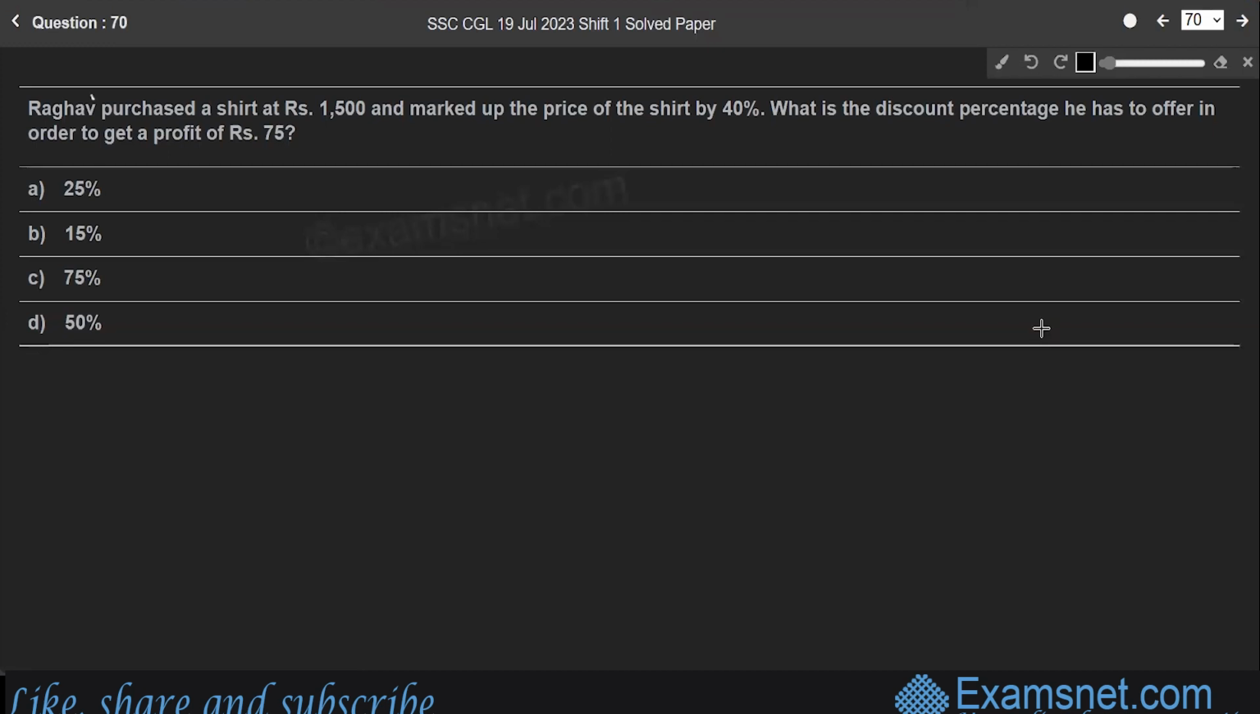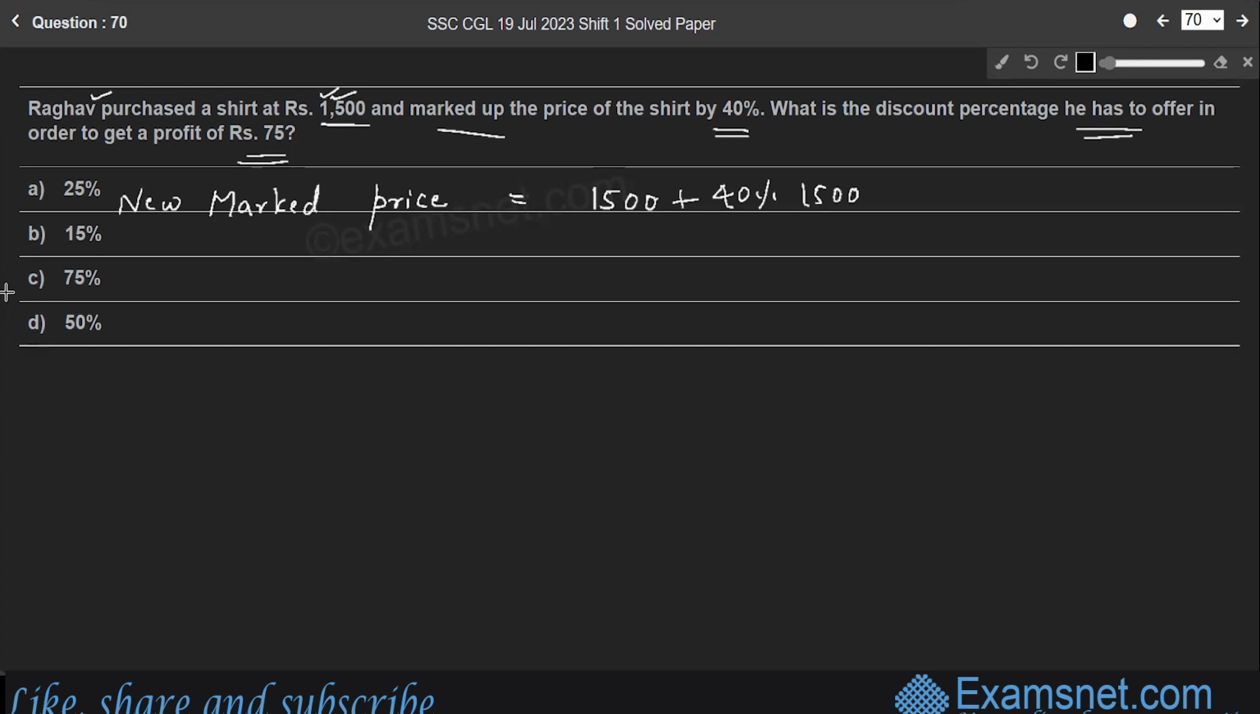Question 70. Raghav purchased a shirt at rupees 1,500 and marked up the price of the shirt by 40%. What is the discount percentage he has to offer in order to get a profit of 75 rupees? Here he purchased a shirt for 1,500 rupees and he marked up the price of the shirt by 40%. Therefore, marked price of the shirt, or you can consider it as new market price of shirt, becomes the amount at which he purchased, which is 1,500 plus 40% of 1,500.